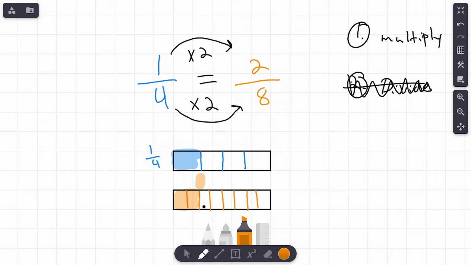Notice these two are equivalent fractions. Let me get rid of that. These two are equivalent fractions. I proved it with a model. 1/4 and 2/8, they are equivalent.